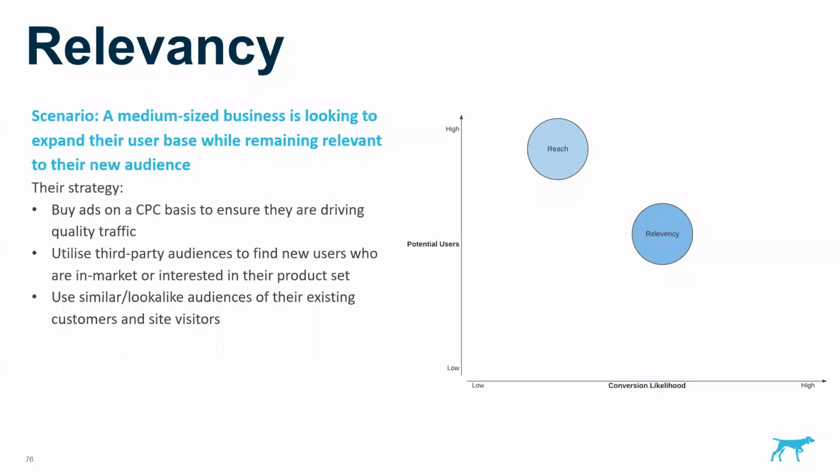They're going to be using third-party audiences to find new users who are in market or interested in their product set. So if we're looking at the GDN, they're going to be using the in-market audiences and the custom audiences to say, okay, what's our product? What people are out there who are interested in buying what we're currently selling, not just people who generally could be good, who might be demographically relevant, but people who are actually actively researching right now.